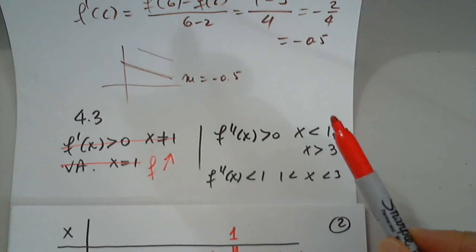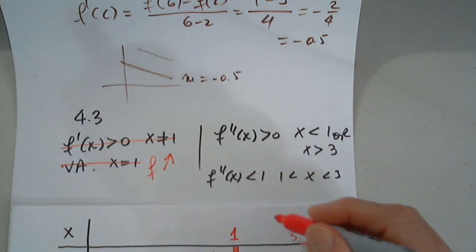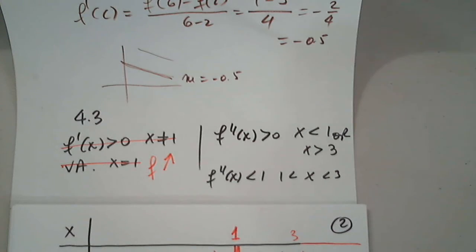Now, the second derivative is positive between 1 and 3. No, sorry, negative between 1 and 3, and positive outside. So this is done. So less than 1 is positive, greater than 3 is positive, and I put in all the information.